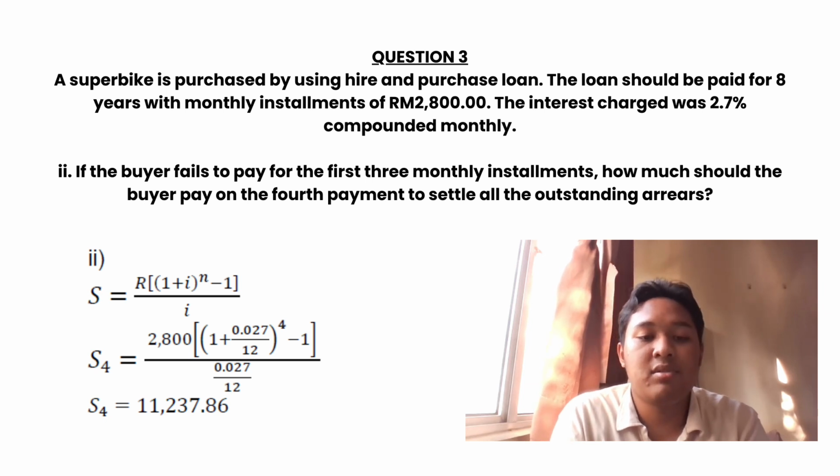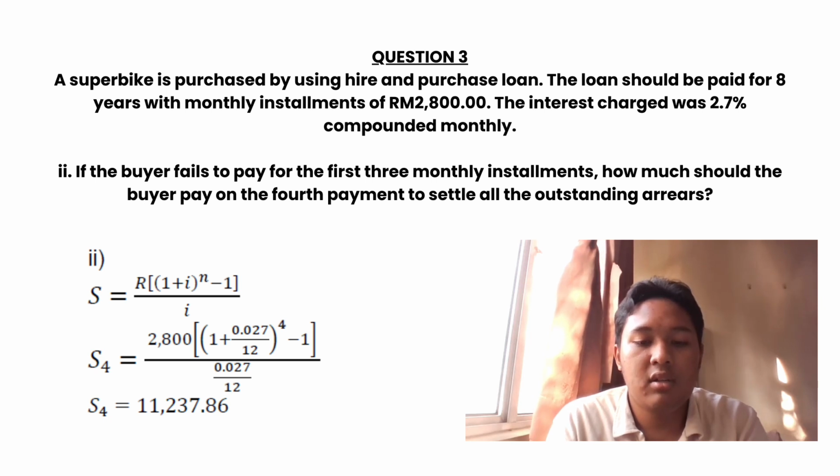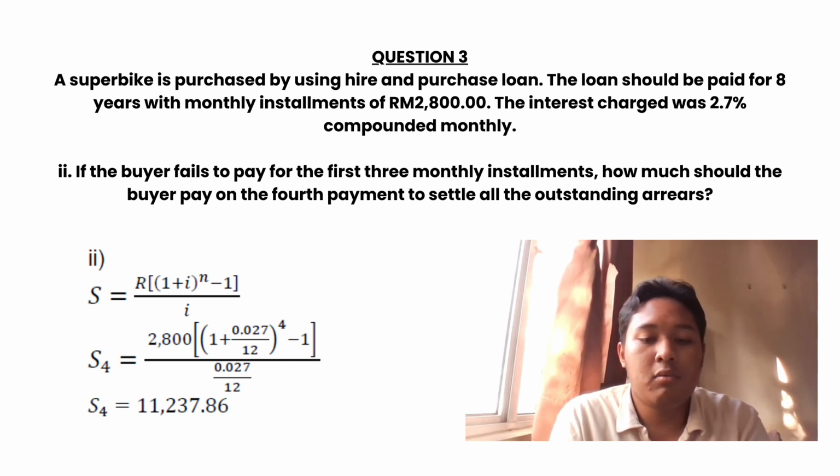So let's put in the amounts slowly like usual. S equals 2,800 ringgit times ((1 plus 0.027 divided by 12) to the power of 4, because of the fourth installment, minus 1), divided by 0.027 divided by 12, and then we get the solution. S equals 11,237.80. That's all from me.